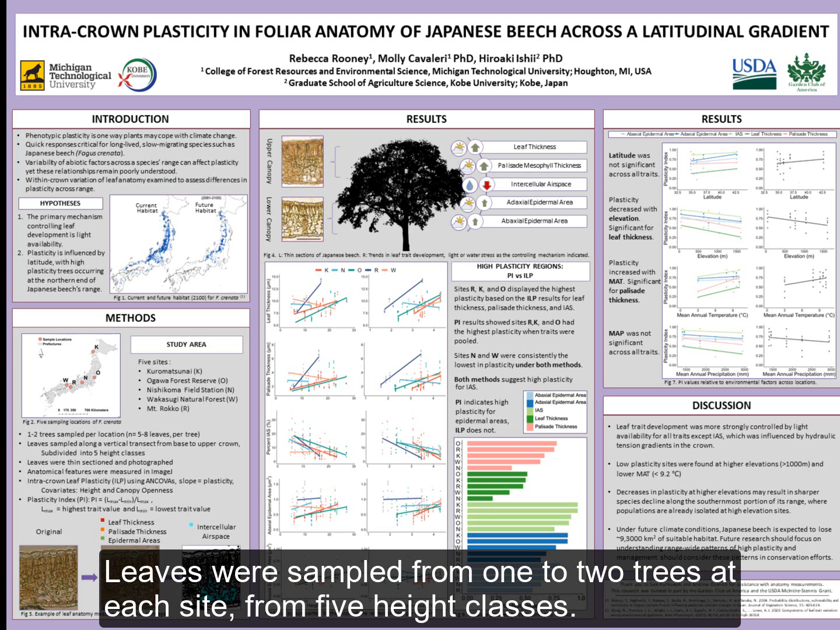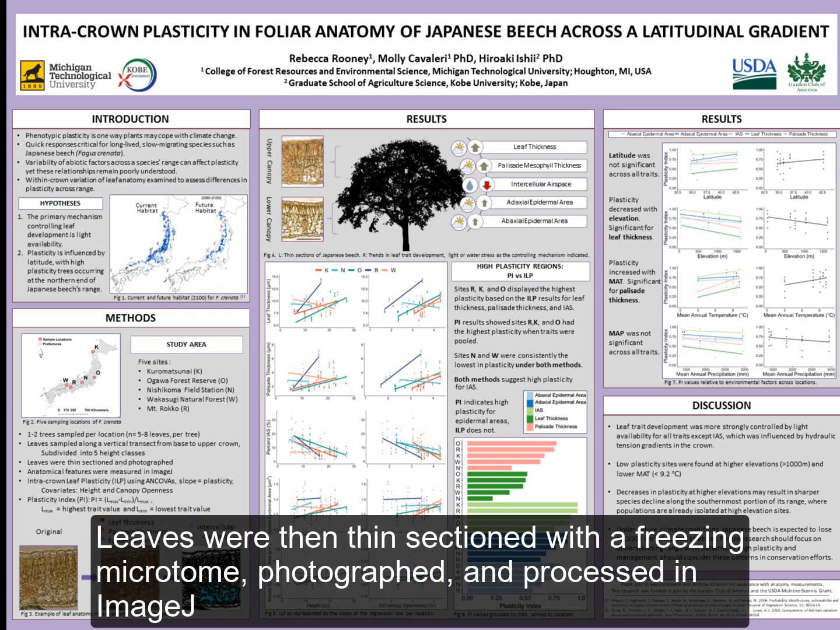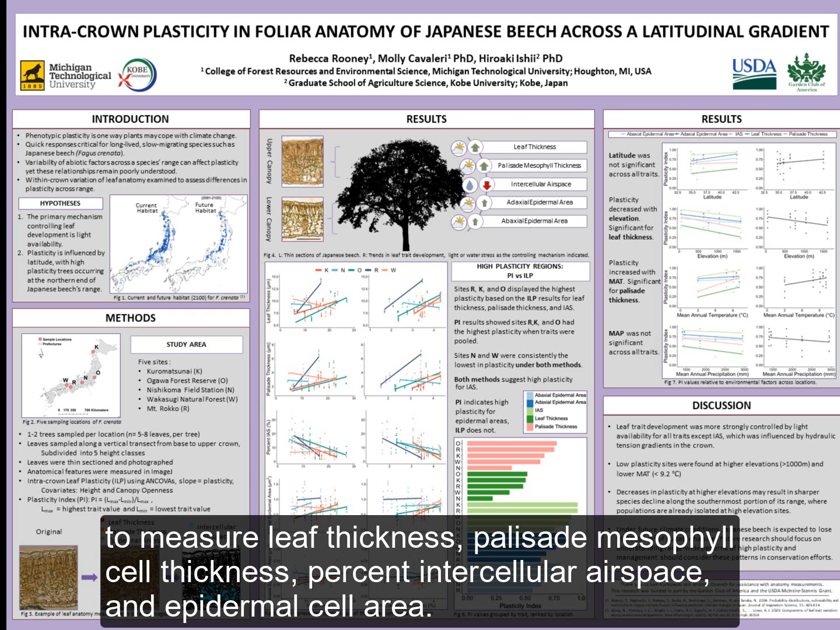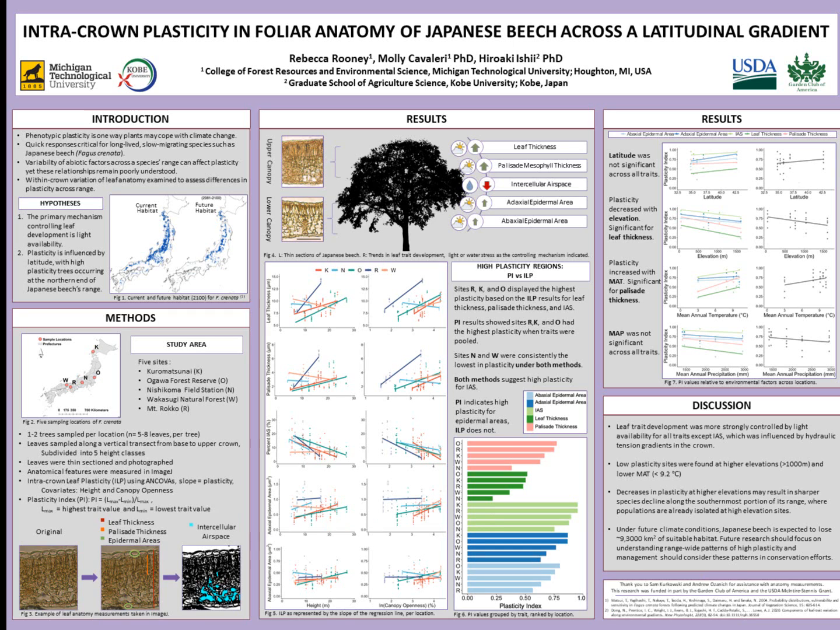Leaves were sampled from 1 to 2 trees at each site from 5 height classes. Leaves were then thin-sectioned with a freezing microtome, photographed, and processed in ImageJ to measure leaf thickness, palisade mesophyll cell thickness, percent intercellular airspace, and epidermal cell area.